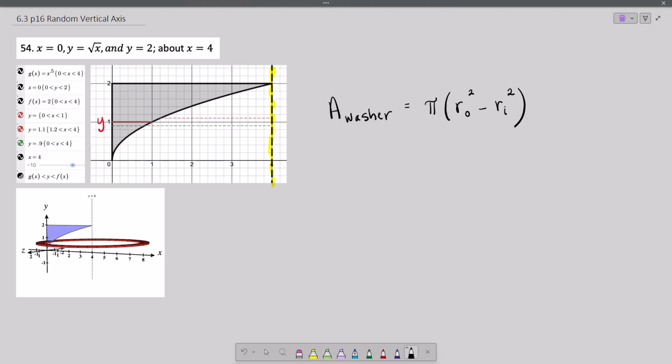Okay, so if we look at the curve that's furthest from the axis of rotation, that'll be the outer radius. The curve that's closest will generate the inner radius. The axis of rotation is way over here. The curve furthest away from it is this green dotted line that I've drawn there. The curve that's closest to it is the red dotted line.